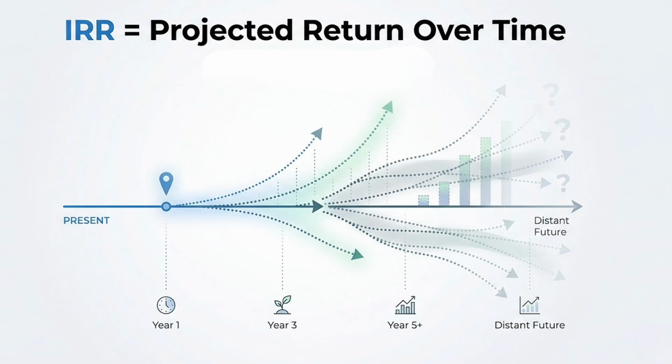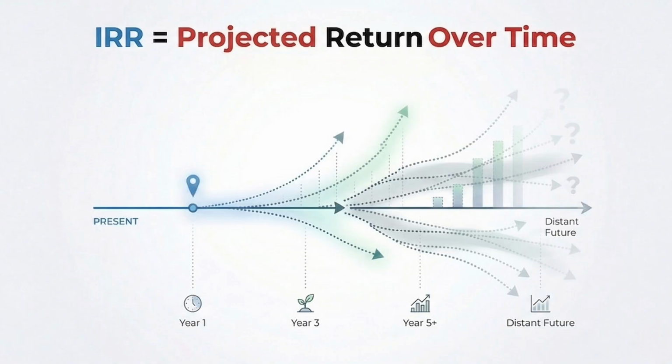So let's talk about IRR. IRR stands for internal rate of return. Here's the simple version. IRR is projected return over time. Keyword, projected. Second keyword, over time. It assumes a lot of things go right. It assumes timelines hit. It assumes exits happen. It assumes performance matches projections.